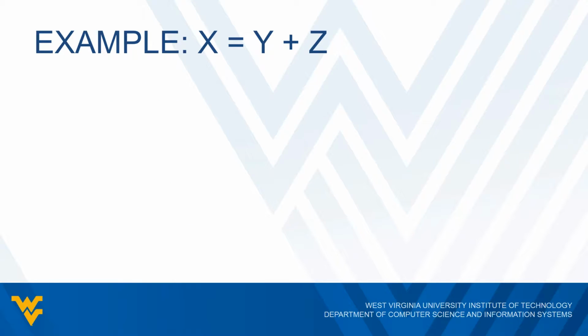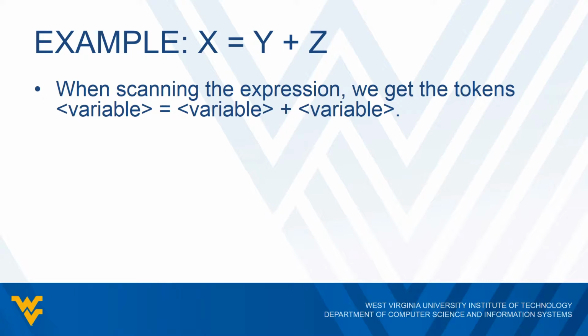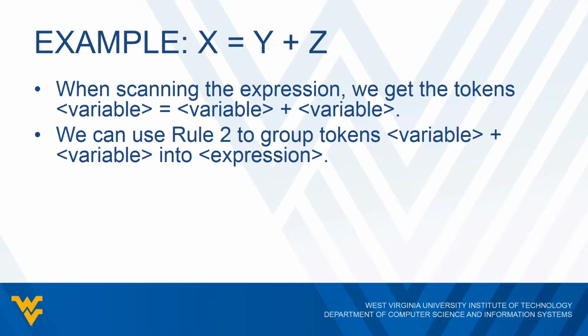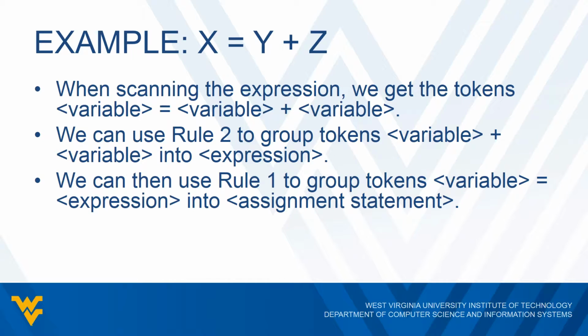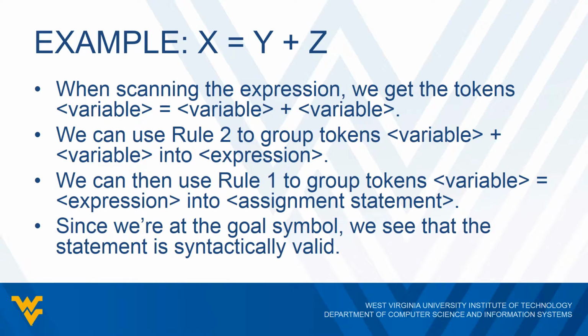When we scan this expression, we'll get the tokens variable equals variable plus variable, because x, y, and z are variables in this case. So variable would be the resulting token. Then we can use rule 2 of our grammar to group tokens variable plus variable into an expression. So then we would get variable equals expression. That means we can use rule 1 to group the tokens variable equals expression into the assignment statement non-terminal. And since this is our goal symbol, we would see that this statement is syntactically valid.